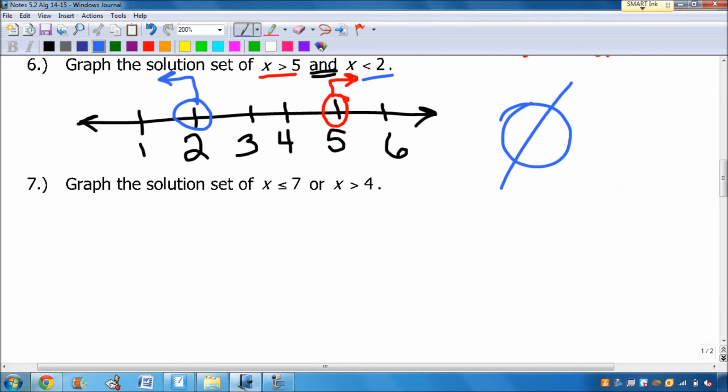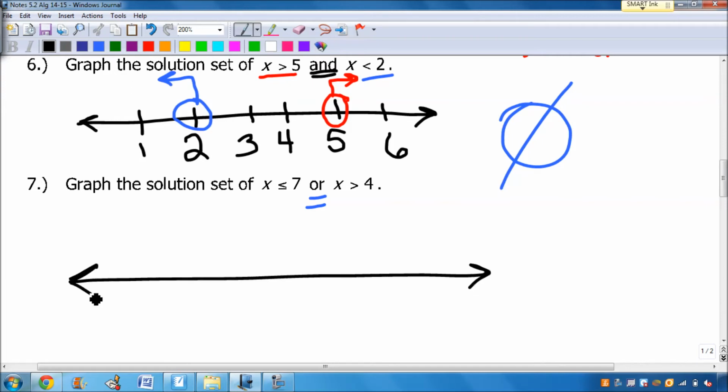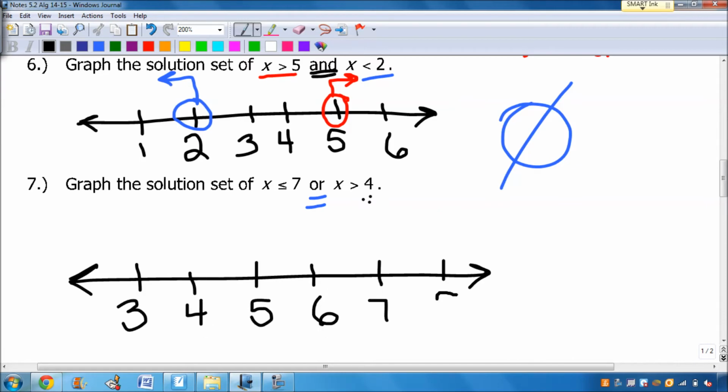This time it's "or." So since it's "or," I do not have to see where they overlap with each other. So I'm going to go 1 to the left of my smaller number, which is 4. So I'll start at 3, and then I will go all the way past 7 to 8. Okay, now if x is less than or equal to 7, I would put a closed circle on the 7 and I would shade in everything to the left of 7.